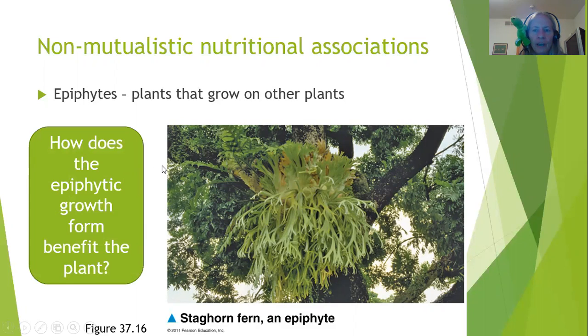And so the question here is, how does the epiphytic growth form benefit the plant? Well, it benefits the epiphyte by putting it up high where it can get plenty of light.